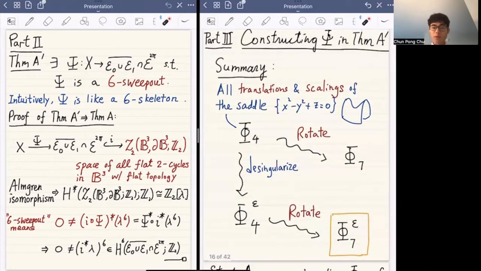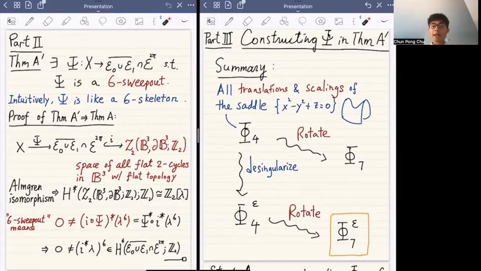So first, it will be a collection of surfaces, right? First, we consider a simpler collection of surfaces called phi 4. It would be the collection of all translations and scalings of the saddle surface, given by the equation x squared minus y squared plus z equals 0. So you have this saddle surface in R3, and we scale and translate it. We even allow the scaling factor to be 0, as we will see. And then we intersect it with the unit 3 ball. So that becomes a family of surfaces in the unit 3 ball.